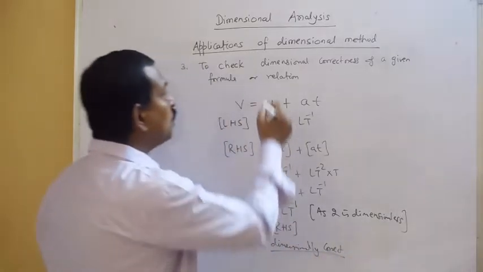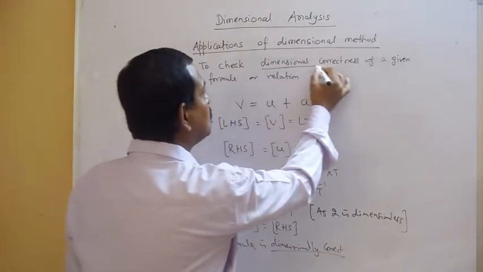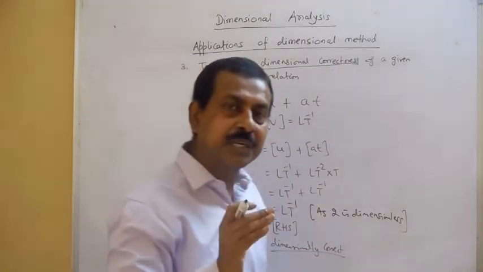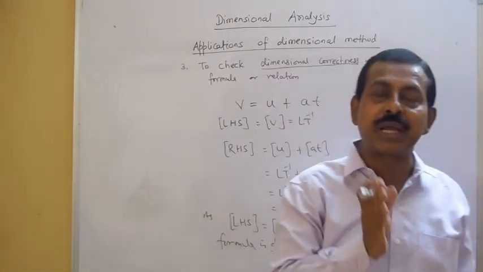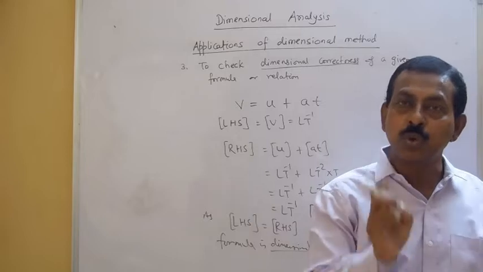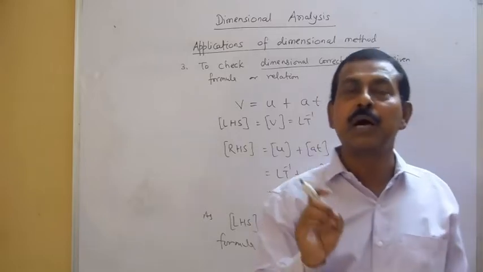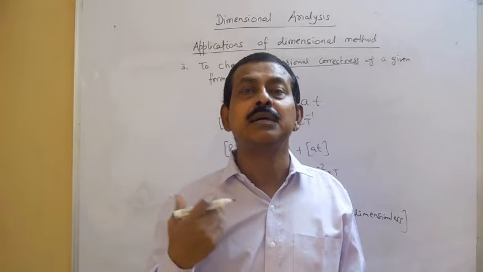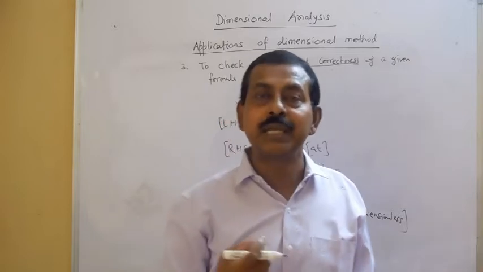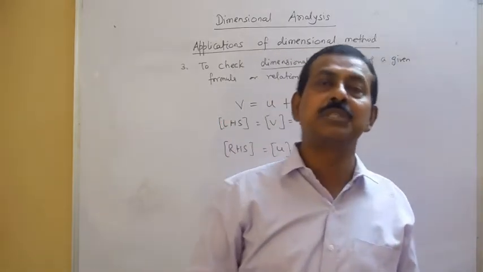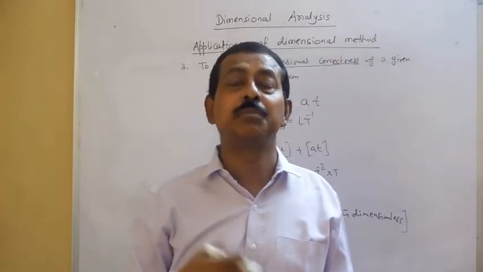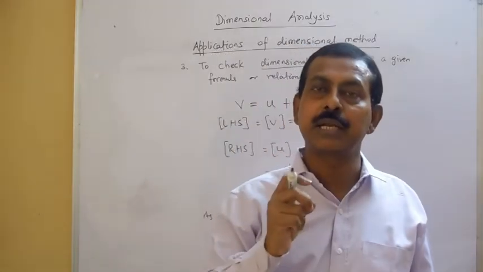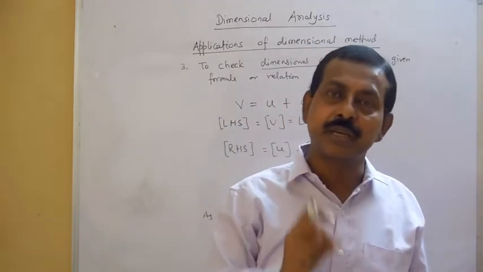Take care, we are checking the dimensional correctness. So if you get the dimension of the left hand side same as the dimension of the right hand side, your conclusion should be that the formula or the relation is dimensionally correct. Don't just write it is correct, because many times you'll find a formula which is dimensionally correct may not be a correct formula. But of course, all formulas which are correct will be dimensionally correct also.